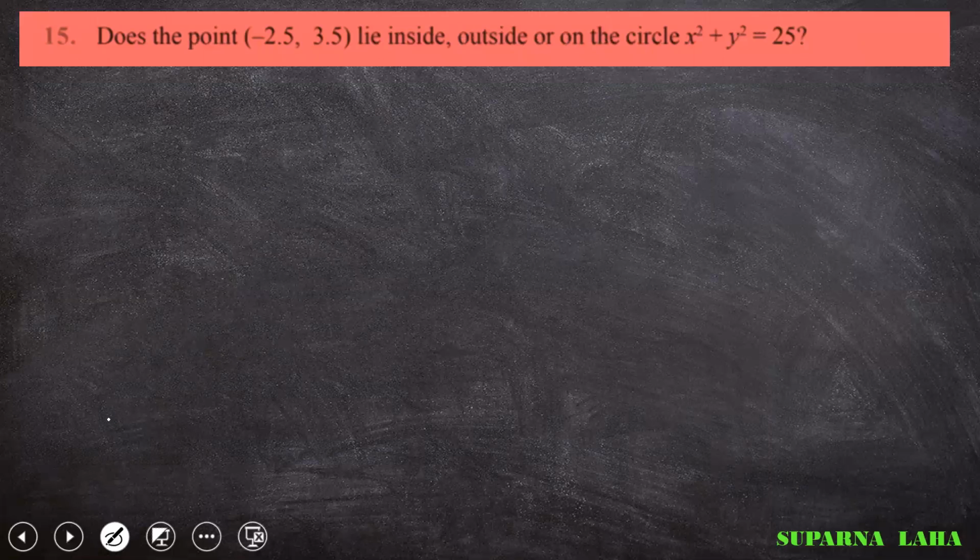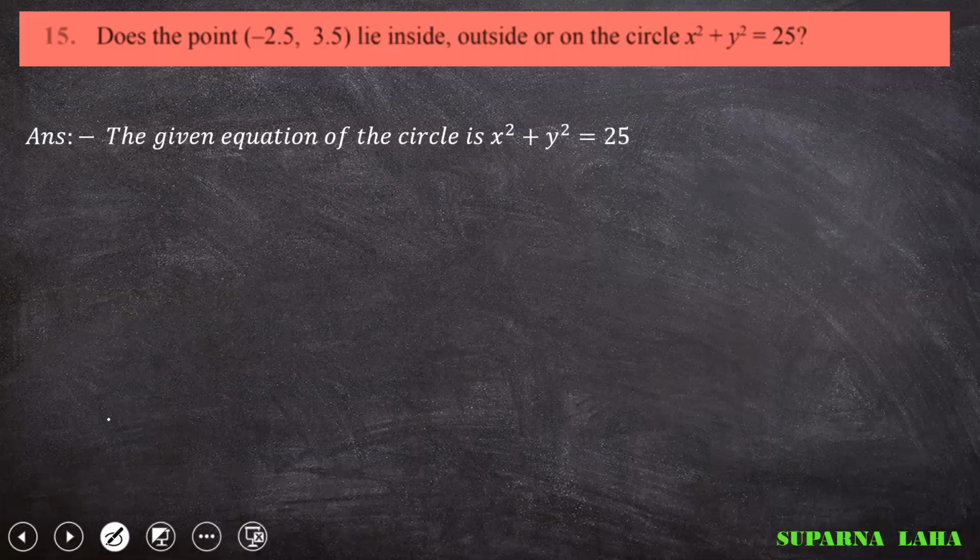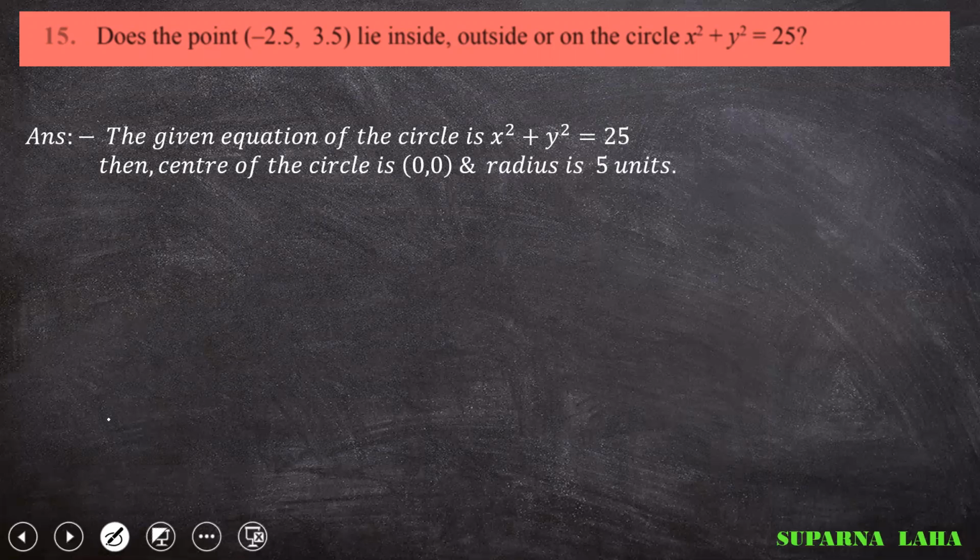Question number 15. Now this is an important question. You can find this short type of question like this: does the point lie inside, outside, or on the circle? Okay. So the equation of the circle is given as x square plus y square is equal to 25. So from here you can easily say that the center is (0, 0) and the radius is 5 units.